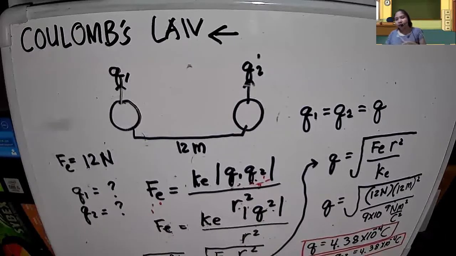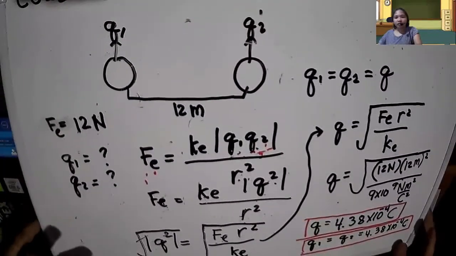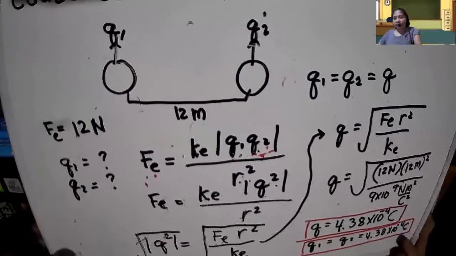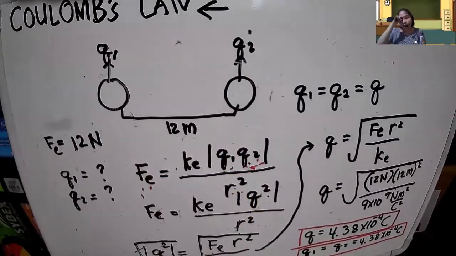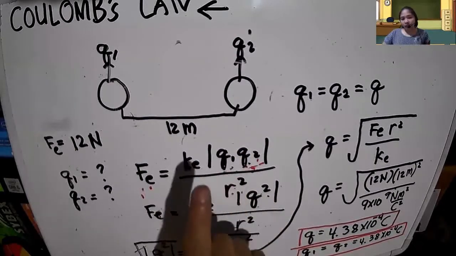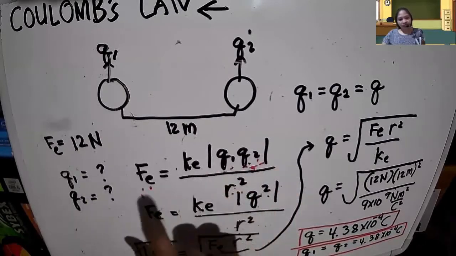I hope you understand and you learned something from this review about Coulomb's law. There are other problems in Coulomb's law that will not only involve two spheres, but more than two spheres. In that case, you will have to use the superposition law, and that will take us to another video review.